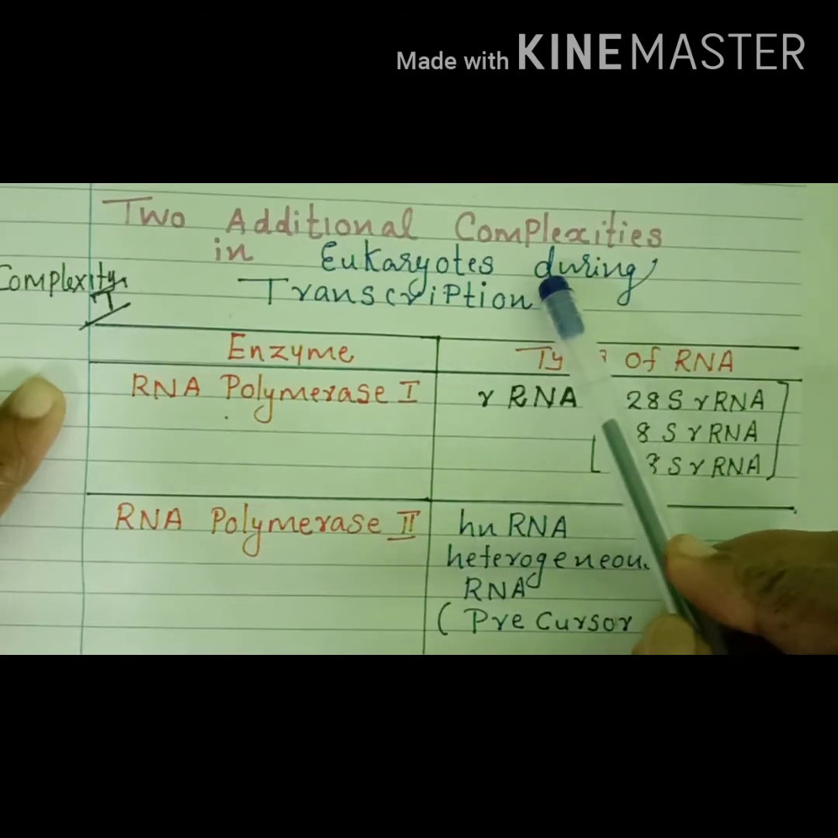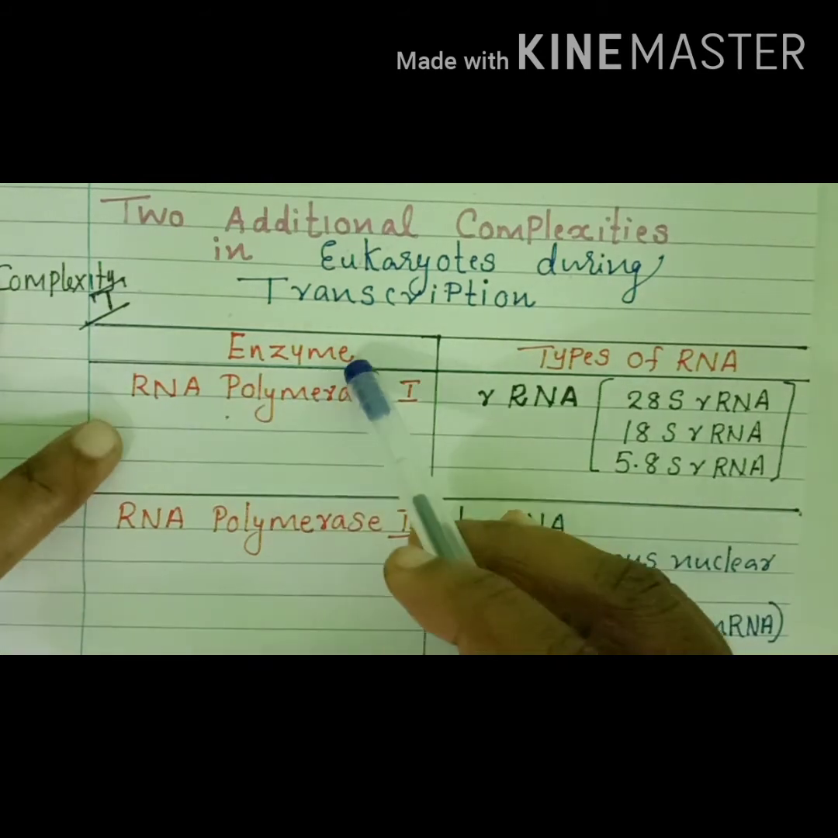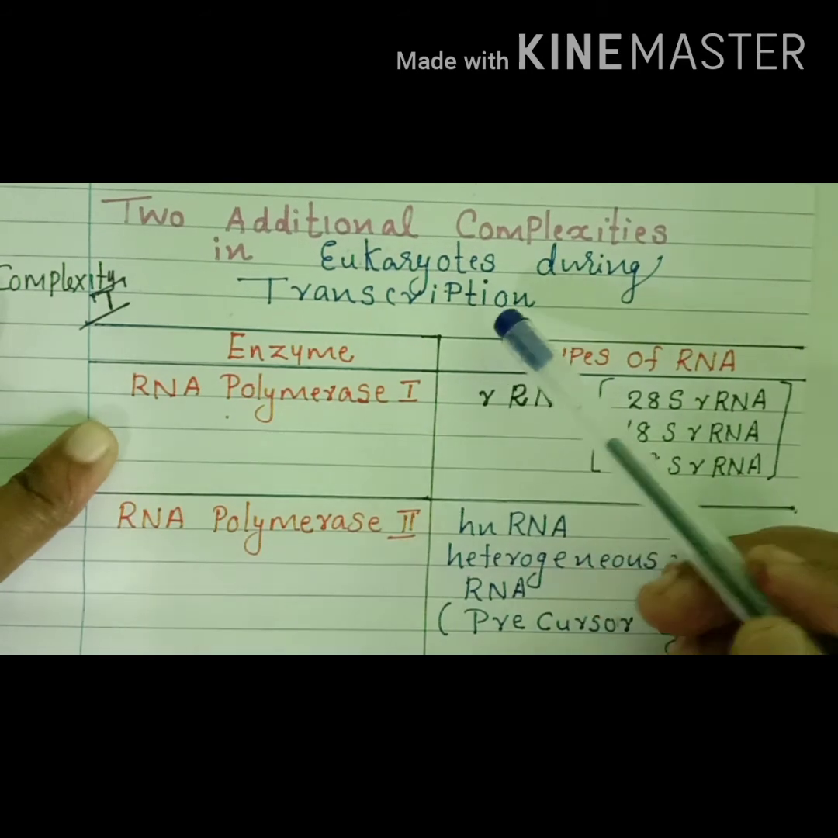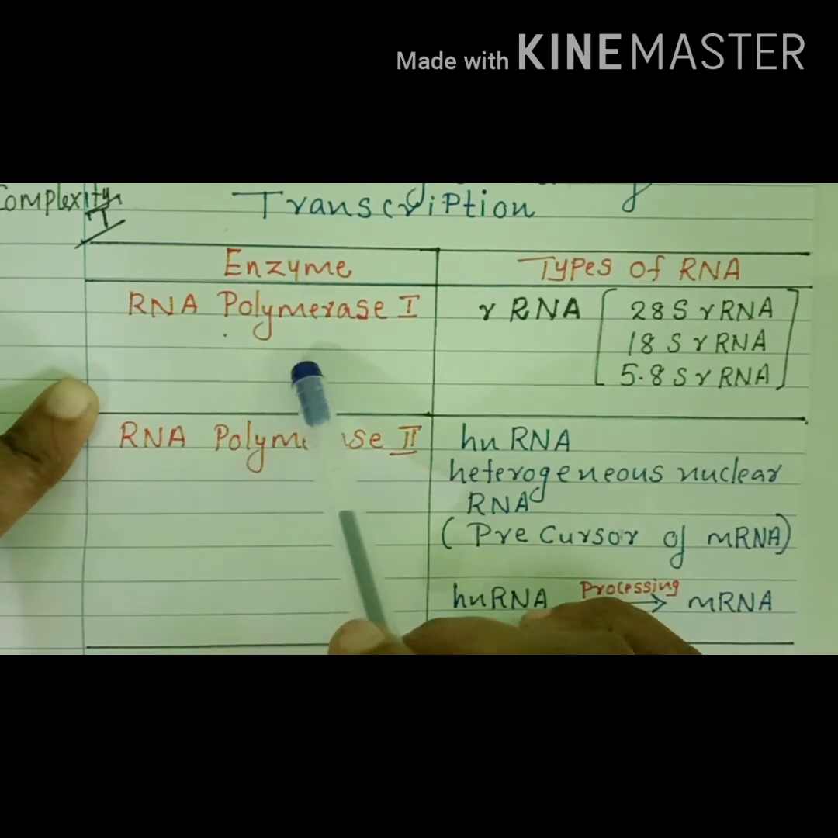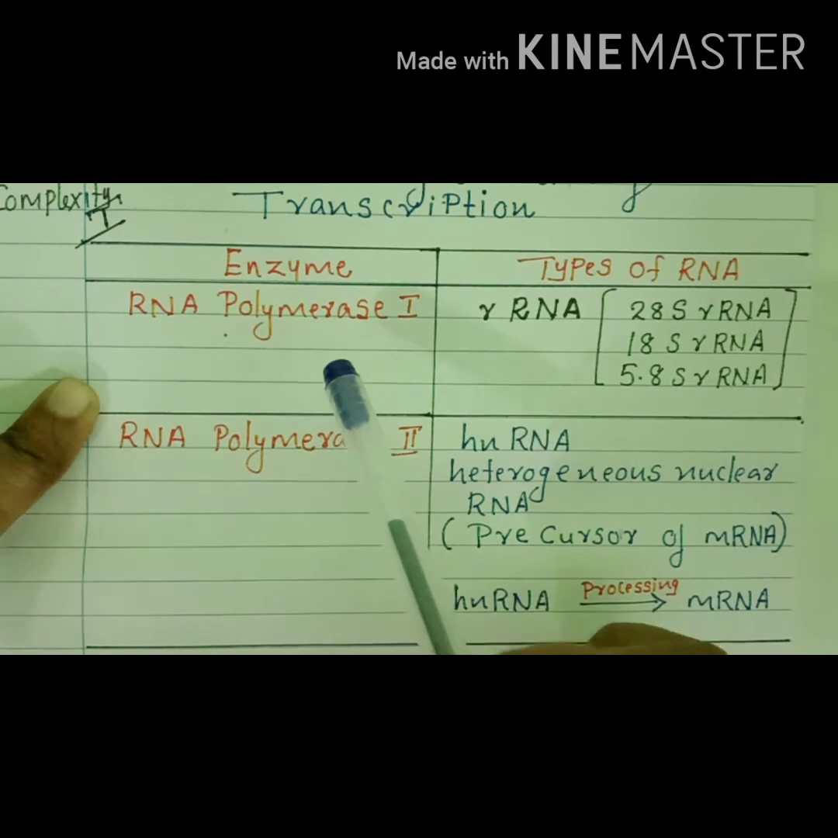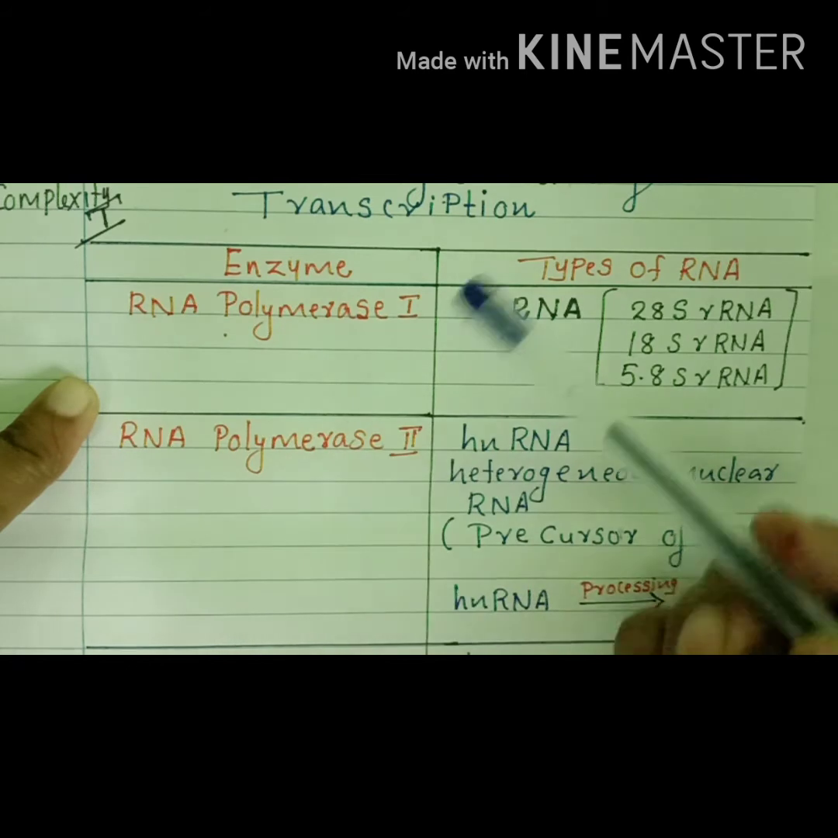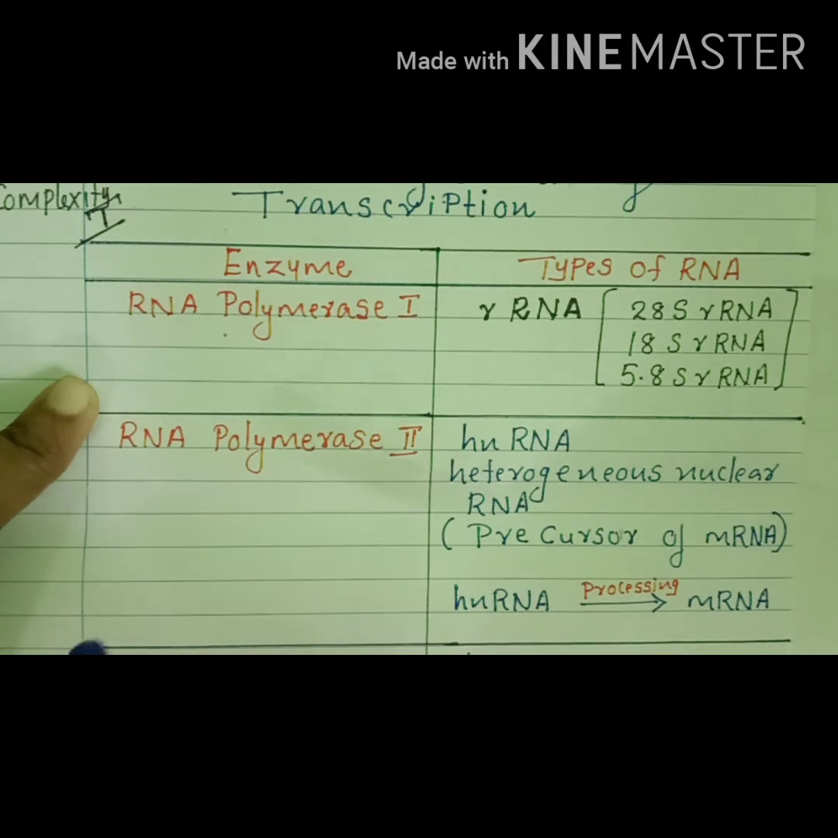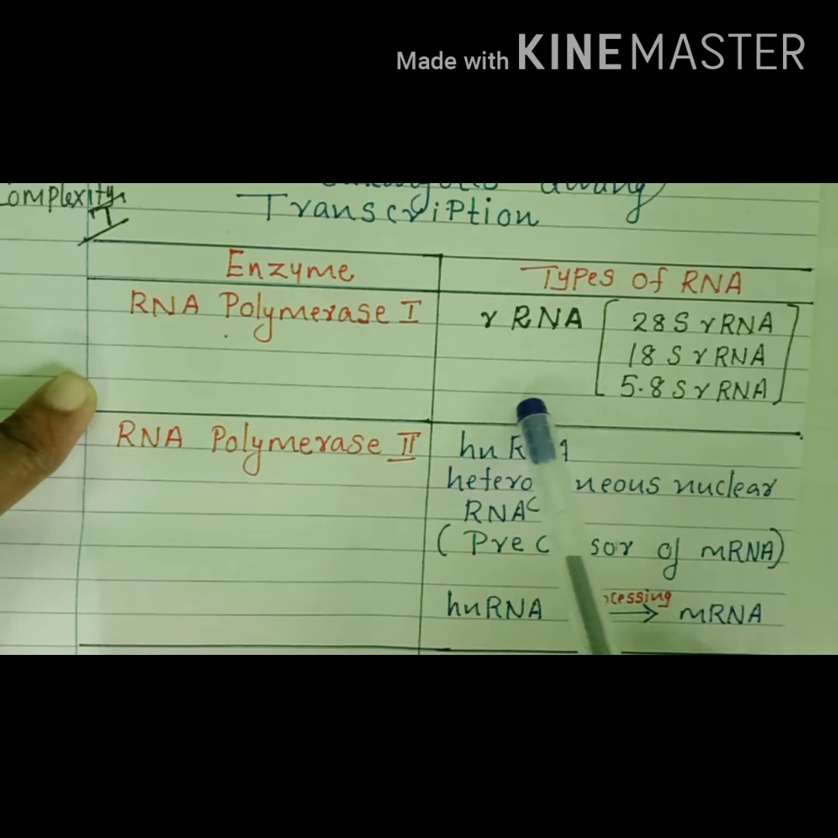In eukaryotes and prokaryotes, transcription steps are the same. Both of them consist of initiation, elongation and termination. But in eukaryotes, there are two additional complexities. The first complexity is the RNA polymerase enzyme. Prokaryotes require only one RNA polymerase enzyme in order to transcribe three types of RNA: rRNA, mRNA and tRNA. But in eukaryotes, three RNA polymerase enzymes are required for the polymerization of these three types of RNAs.